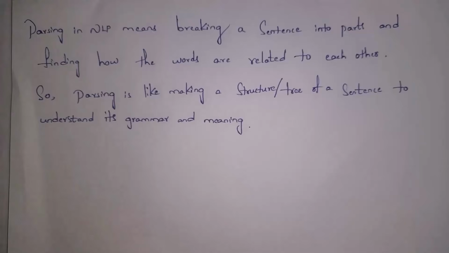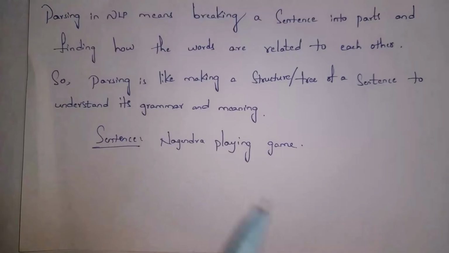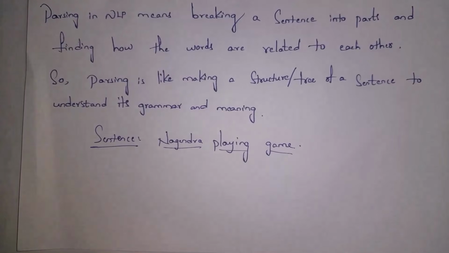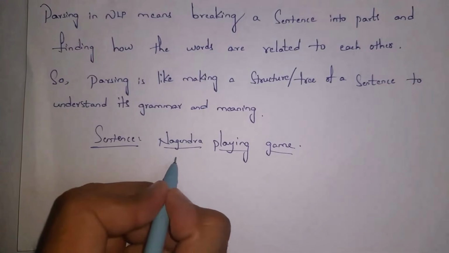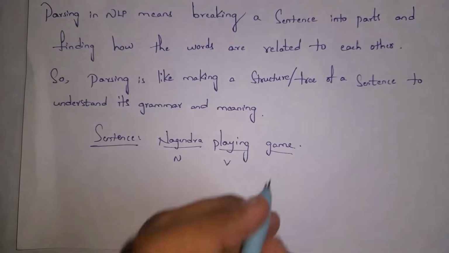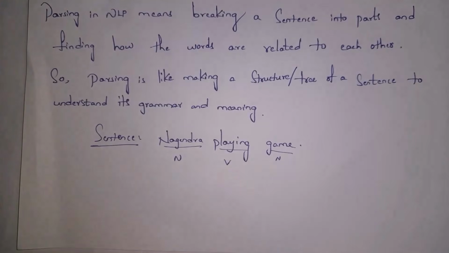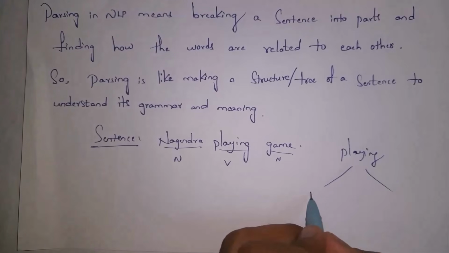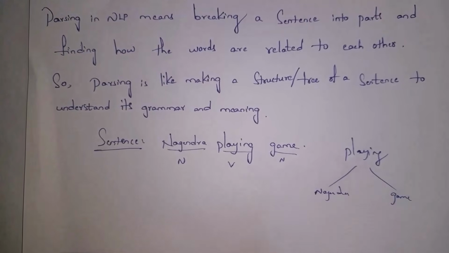I will give a simple example so that you can clearly understand what parsing is. For example, there is the sentence Nagendra playing game. At first, the parser will break the sentence into parts, Nagendra, playing, game, three parts. Then the parser will identify the grammar, like what is noun, what is verb, what is adjective, etc. So Nagendra is a noun, playing is a verb, and game is a noun. After finding the grammar for each part of the sentence, the parser will create a tree-like structure. Normally, the verb part will be the root. So playing is the root, and Nagendra and game depend on playing, where playing is the root word.